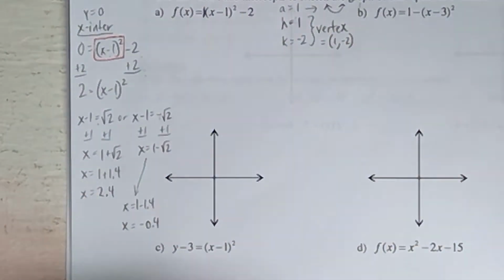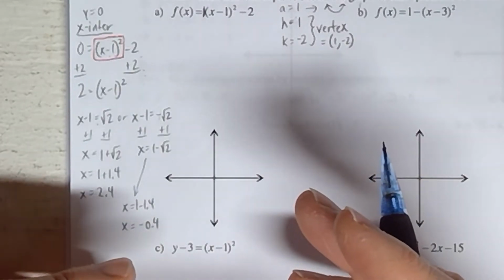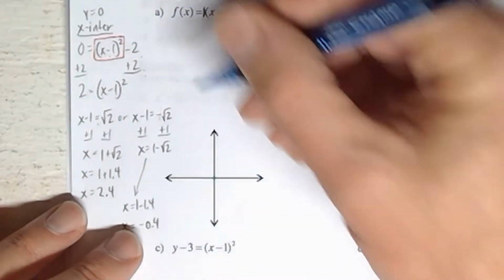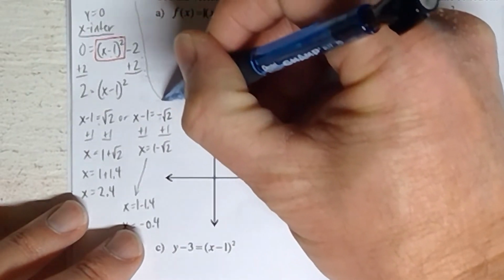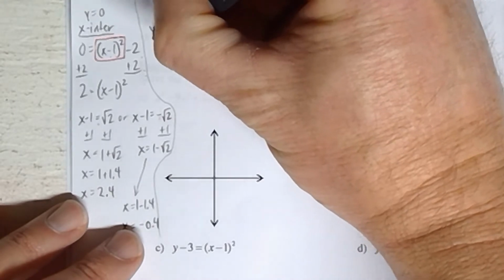I don't want to graph anything yet because I'm not sure if I need to change the scale of the graph. I'll get into that here in just a moment of what that means, but that will be important though. The y-intercept is a little bit easier to find.